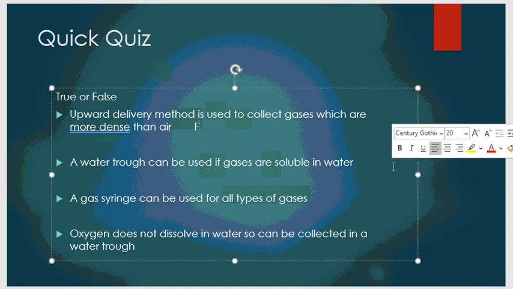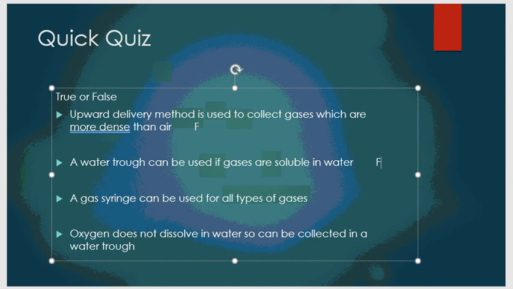Okay, a water trough can be used if the gases are soluble in water. Is that true or false? Okay, that would also be false. It can only be used if they are not soluble or only slightly soluble. A gas syringe can be used for all types of gases. Is that true or false? Okay, so that is true. And then, oxygen does not dissolve in water, so therefore it can be collected in a water trough with the over water method. Is that true or false? Okay, so that is true.